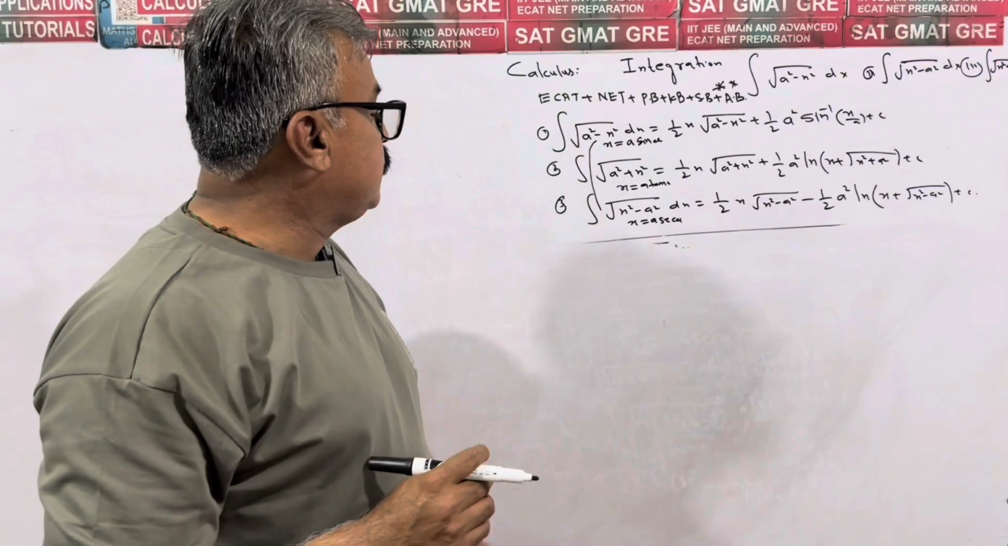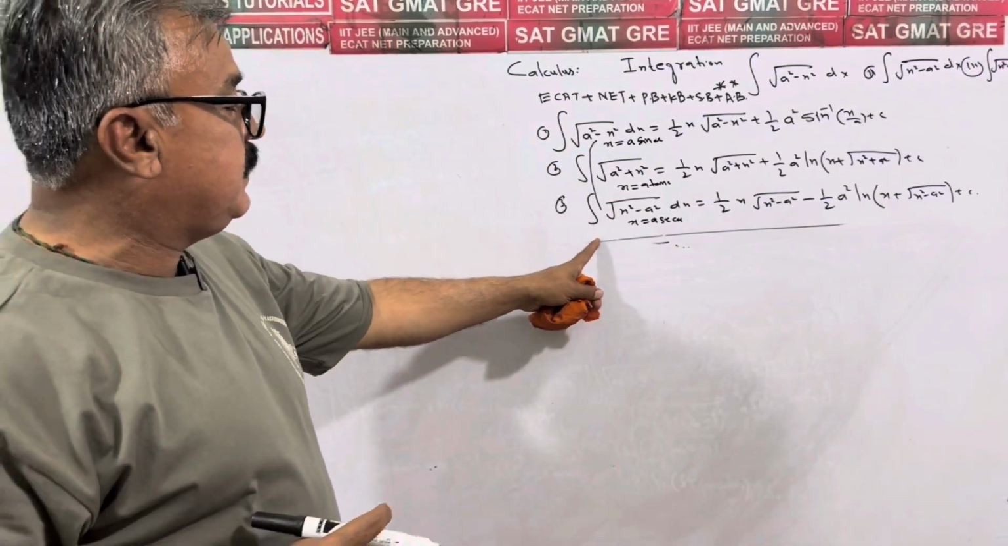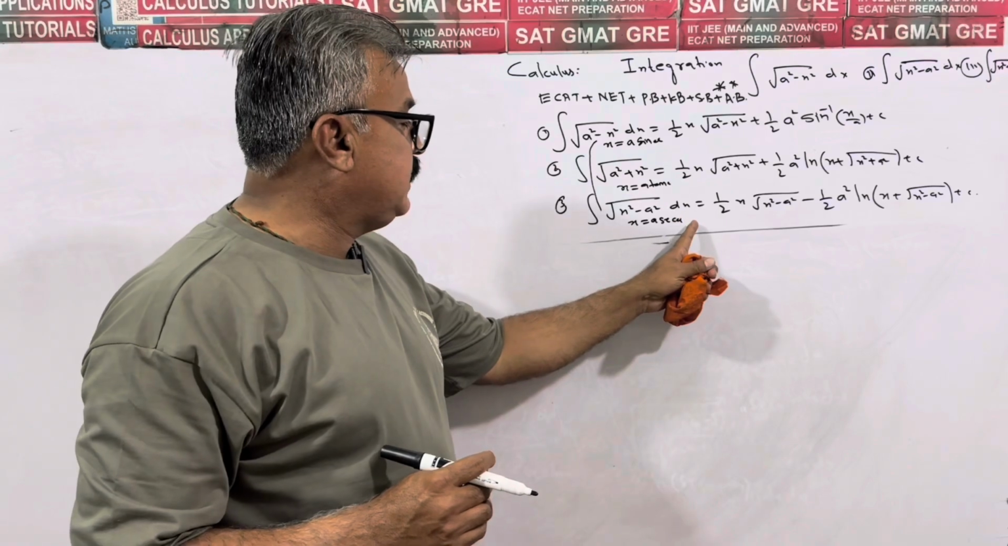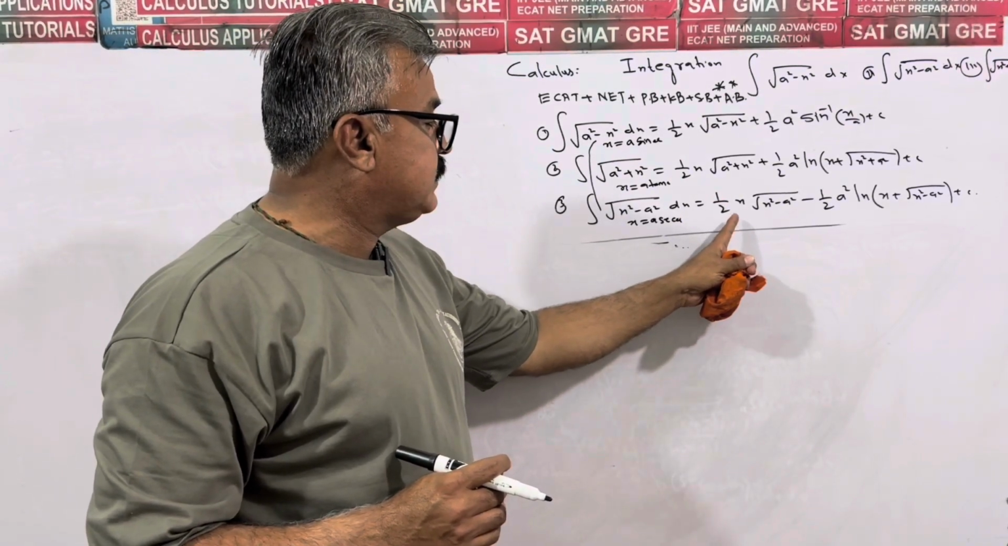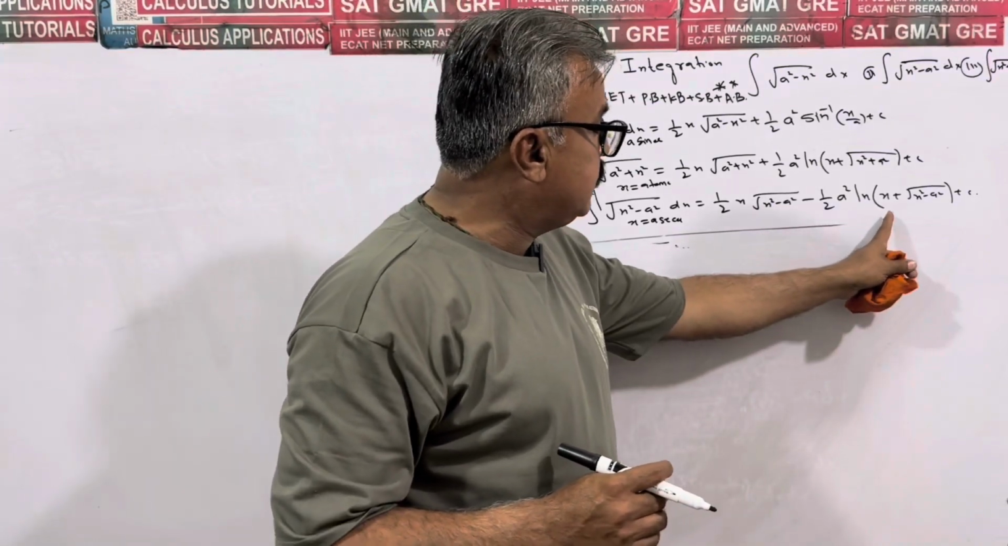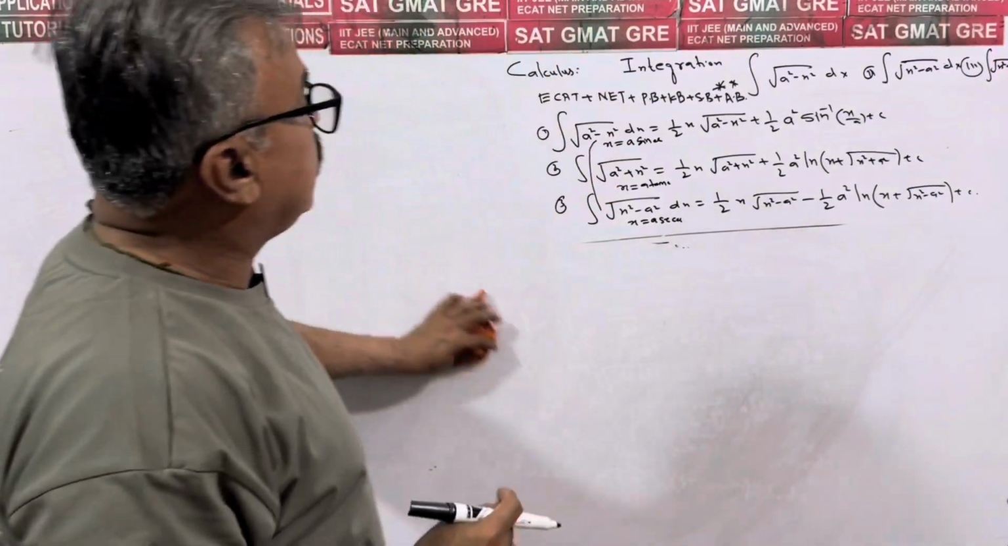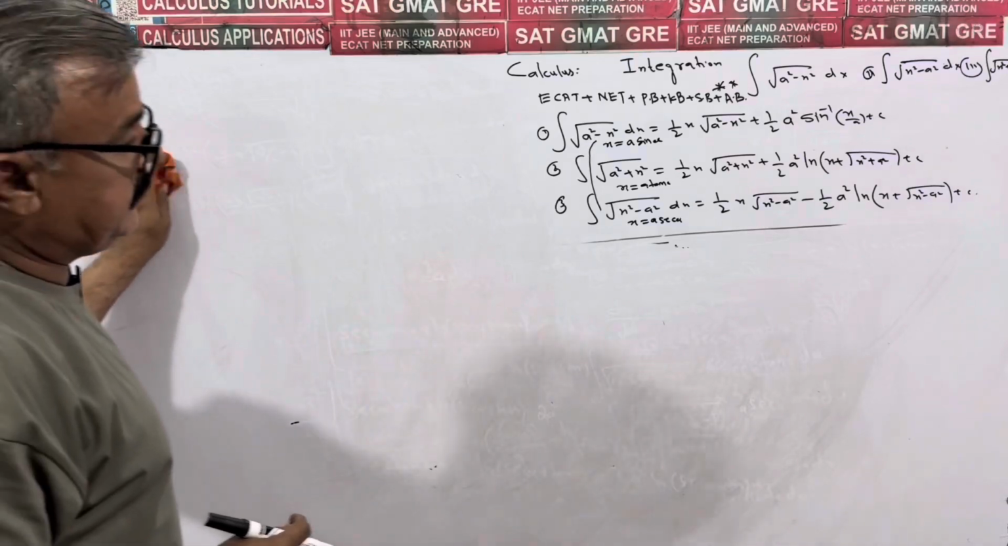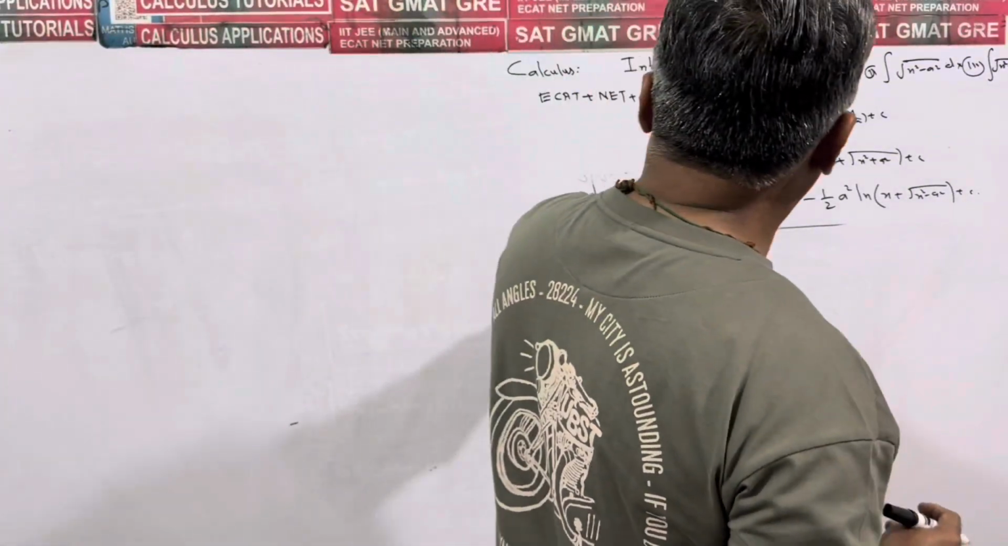That is the required. Let's prove the third identity: integral of root x square minus a square dx is equal to 1 upon 2 x times root x square minus a square minus 1 over 2 a square ln of x plus root x square minus a square. Let's prove this final identity as well. Okay, cool.